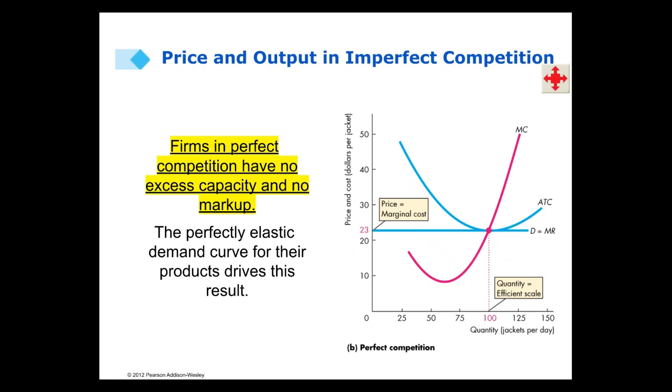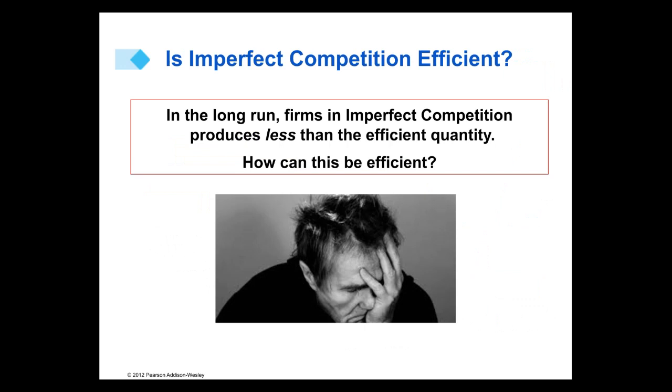So firms in perfect competition don't have any excess capacity. They produce at the lowest point on the average total cost curve, and they don't have any markup. They charge a price that's equal to their marginal costs, and this is what drives the efficiency of a perfectly competitive market of extreme competition. The fact that we're operating at the lowest point on the average total cost curve means we're producing the highest quantities at the lowest prices. So we have to ask ourselves a question: if imperfect competition is not doing these things, is imperfect competition efficient? In the long run, firms in imperfect competition produce less than the efficient quantity. How can this be efficient?